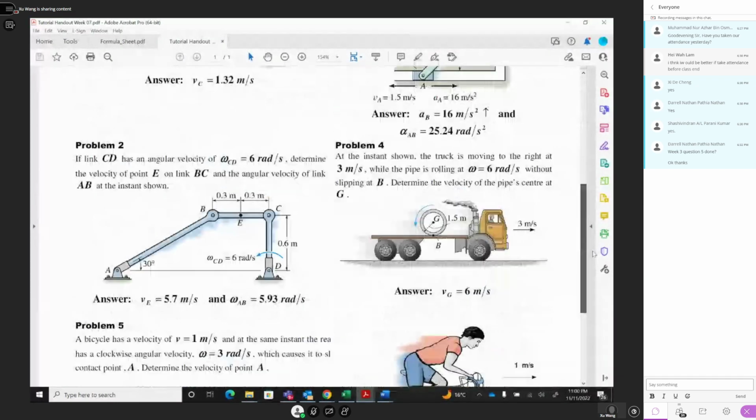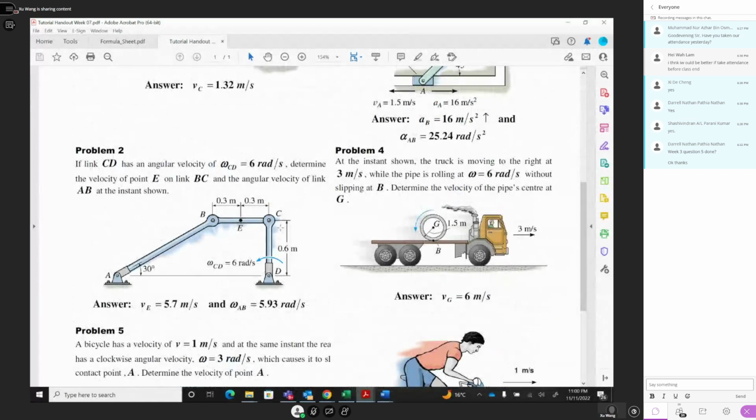Second question very similar, the same thing. The CD has an omega rotation anti-clockwise. And also you have to determine point E velocity and the angle with the velocity of AB. The same thing for this kind of problem, you have to find the rotation center. First of all, you know this omega, you know the C point velocity goes to this point, horizontal, from right to left. So then you extend this line. This is your rotation center of BC, it should stay on this line.